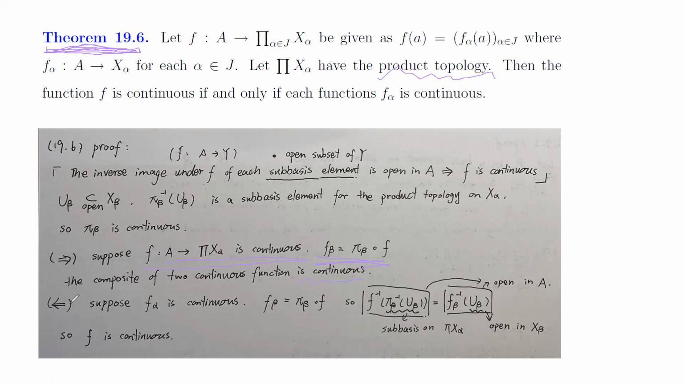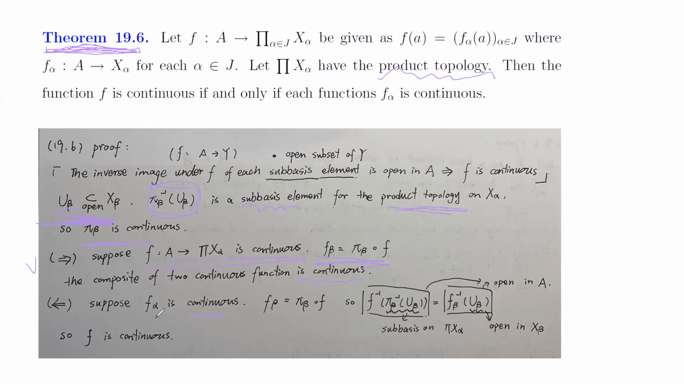And for the other direction, if f alpha is continuous, let me show you why pi beta is continuous. If we take U beta open in X beta, then this thing is a sub-basis element for the product topology, right? That's how we define it. And because it's a sub-basis element, it's open in the product of X alpha. So this pi beta is continuous. And then we get the first direction.